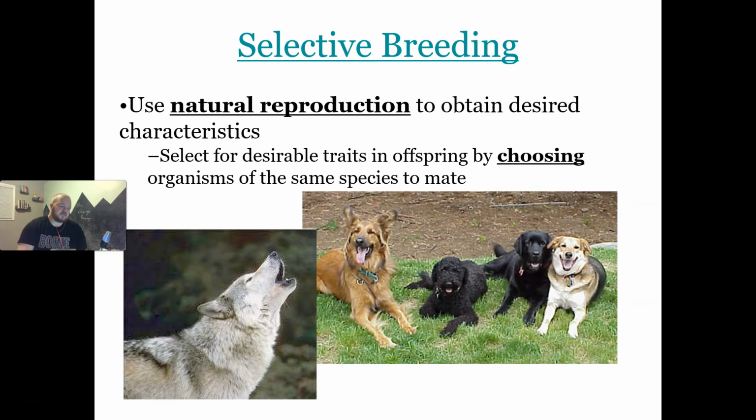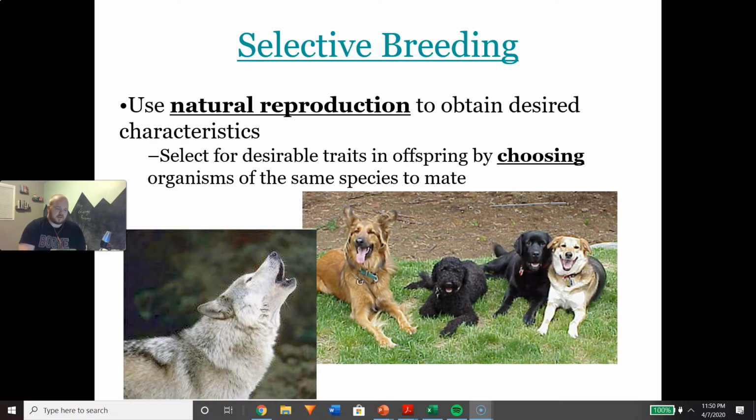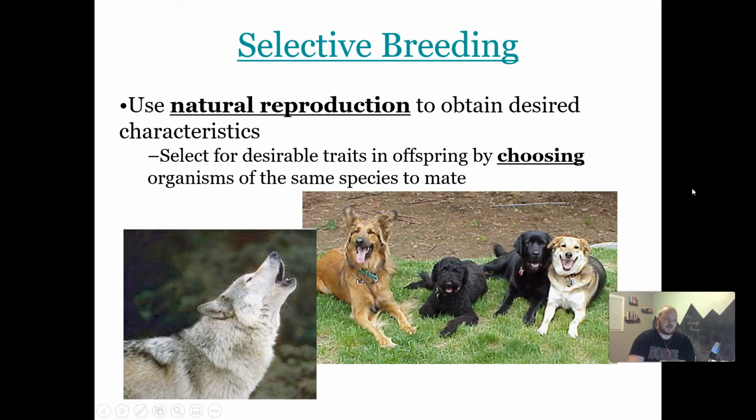Now, selective breeding, again just to recap, is using natural reproduction to obtain desired characteristics. Selecting desirable traits in offspring by choosing organisms of the same species to mate, often by picking very closely related members. That's not unusual, especially with dog breeds. But you're usually going to breed two individuals that possess a trait that you desire, and hopefully you're going to get more offspring with those traits. And you'll try to continue this process as far as you can.